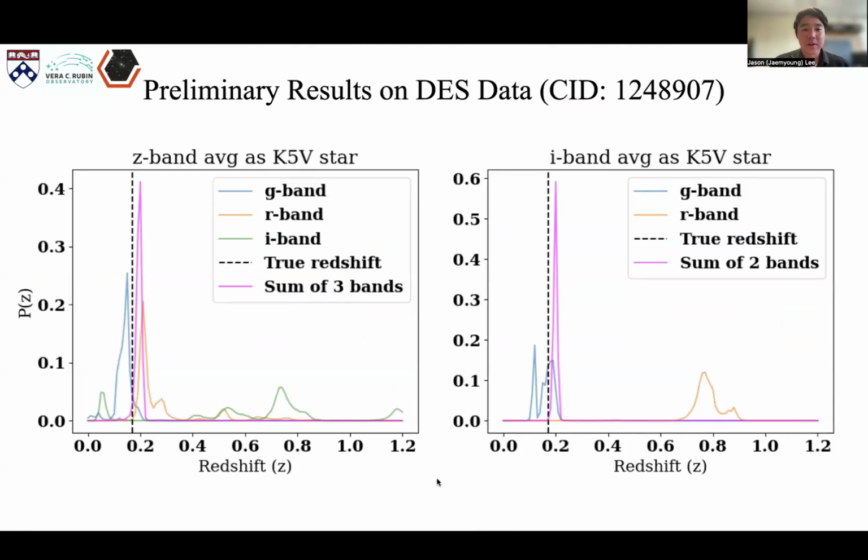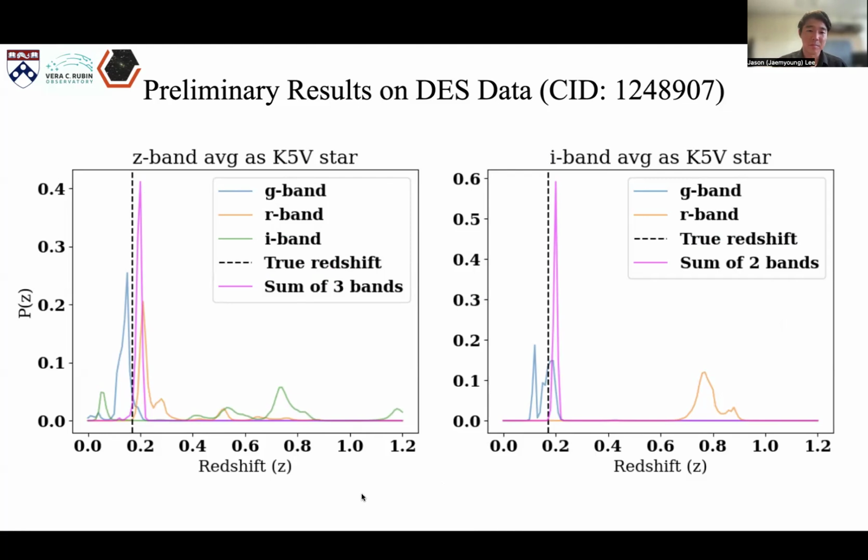Before we end, I thought I would show you some preliminary results using DES data. And this is for one particular low redshift candidate. And let's focus on the left here. The Z-band average coordinate is what we typically use as the average color star coordinate because DCR is very small in the Z-band. And you can see that the estimated redshift is actually pretty close to the true redshift here, both around 0.2 or so. So what we hope to do is to expand this to many more supernovae.